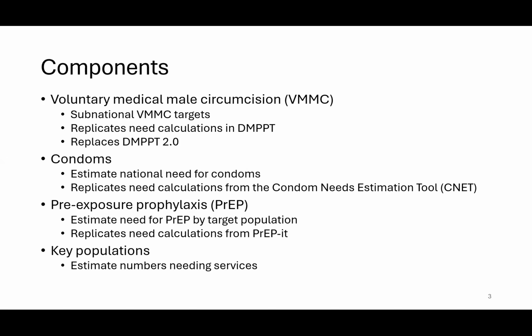Similarly, for PrEP, the tool that's built into Spectrum is a simplified version that replicates the main calculations of the detailed tool called PrEP-It, but does not include all the details in PrEP-It. So it's not designed to replace PrEP-It, but rather to give you a quick start in looking at PrEP needs as a function of your targets for different populations. And finally, the key populations tool is designed to estimate the numbers of people in key populations that need services in order to reach your coverage targets.